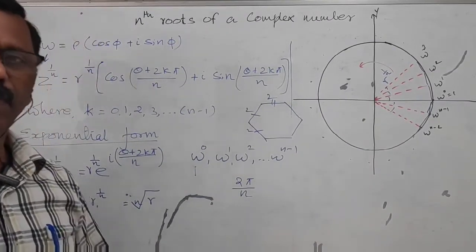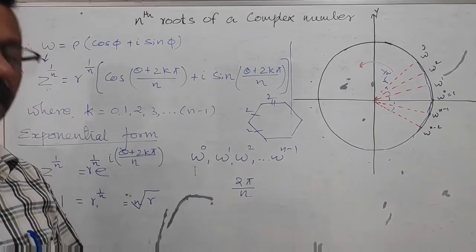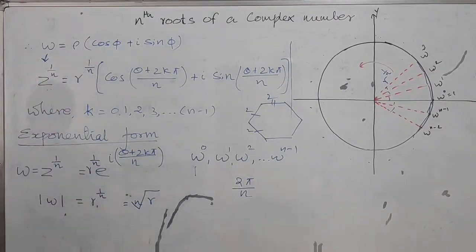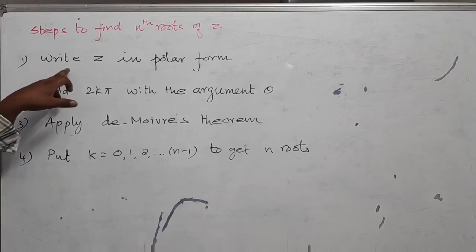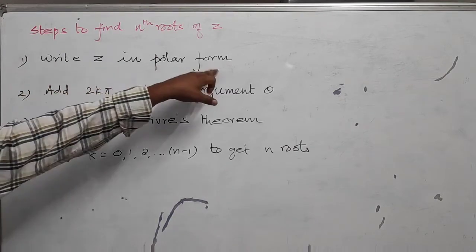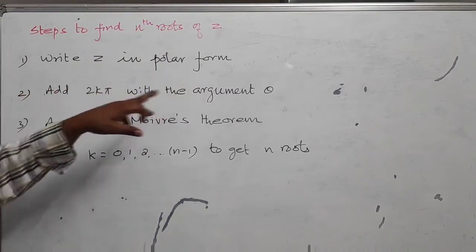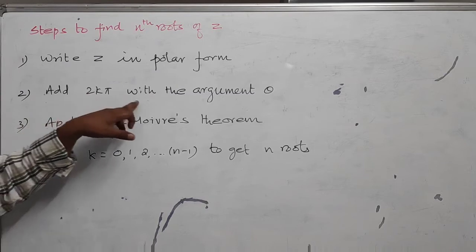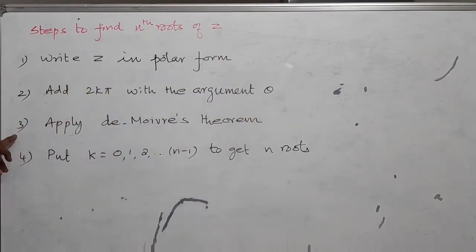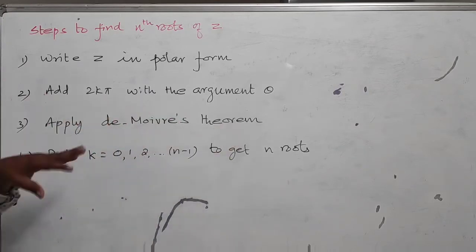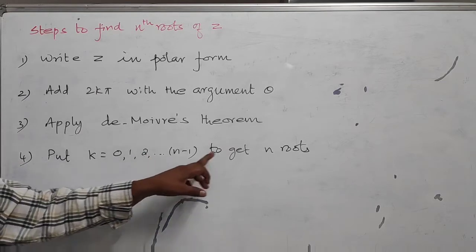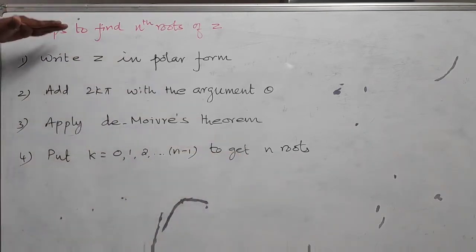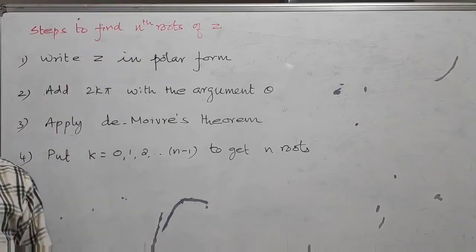Now let us do a few problems regarding this nth root of a complex number. Let us see the steps to find the nth roots of the complex number z. The first one is, whatever be the complex number, write this z in the polar form. Then second step, with this argument I have to add 2k pi, that is, add 2k pi with the argument theta. Now third one, apply De Moivre's theorem. Then after that just write values of k as 0, 1, 2, 3, etc. up to n minus 1 to get the n roots. Therefore, these are the 4 steps you have to follow to find the nth roots of a complex number z.